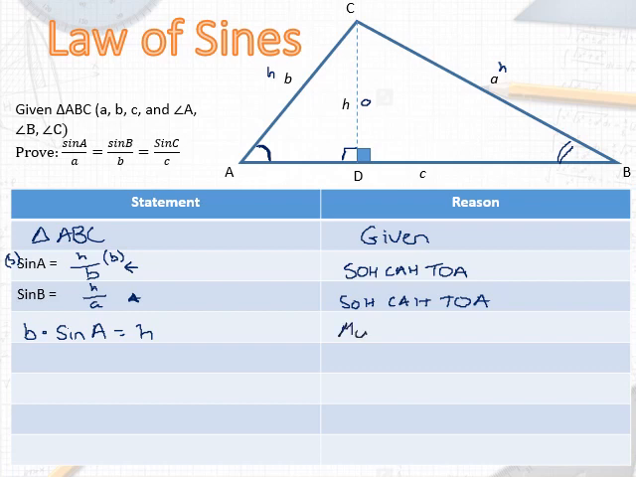And that's just multiplication property of equality. Same thing on the second one. If we multiply by a on both sides, the b's cancel up here, a's cancel down here. So we get a times sine of angle B is equal to h. And we used multiplication again.